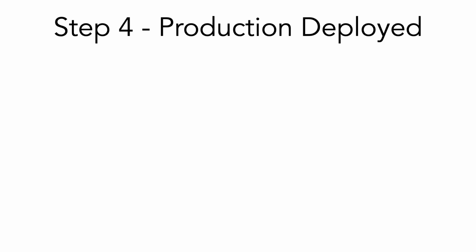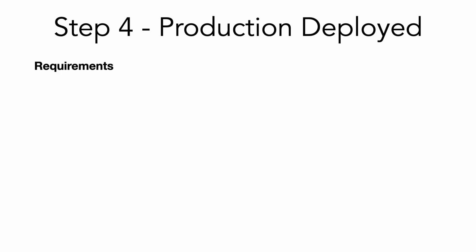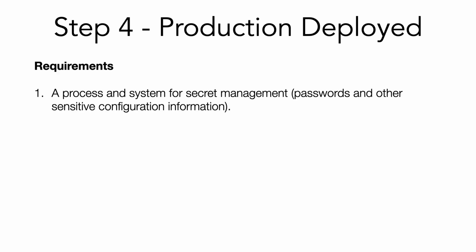Step 4 is production deployed. At this point, you've completed much of the hard work that's required, and you're about to make the leap to continuous deployment. First, you must have a process and system for managing secrets such as passwords or other sensitive configuration information. You should never store these secrets in version control alongside your software. This is the realm of specialized software such as HashiCorp's Vault or AWS Secret Manager.